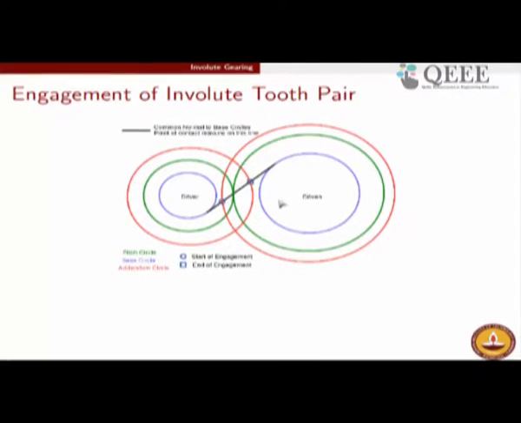In blue, what has been drawn is the base circles. In red, what has been drawn is the addendum circles. So there are three circles in the driver gear and the driven gear that have been drawn.